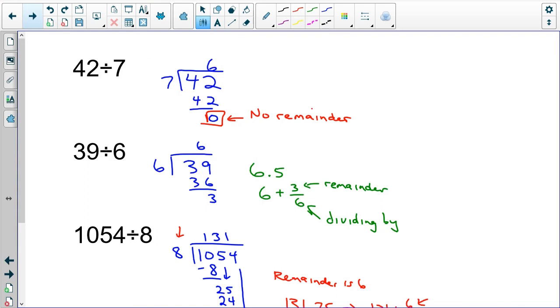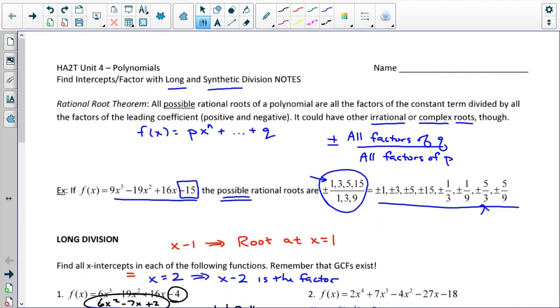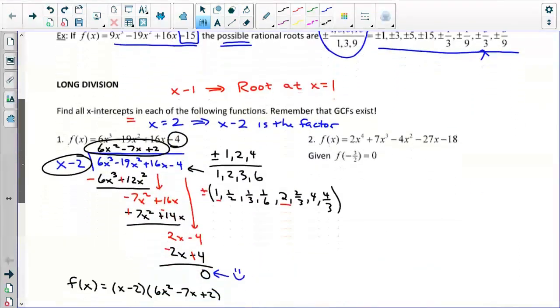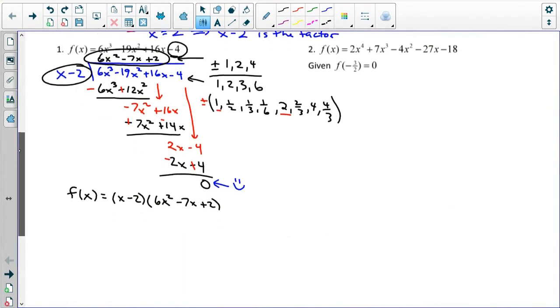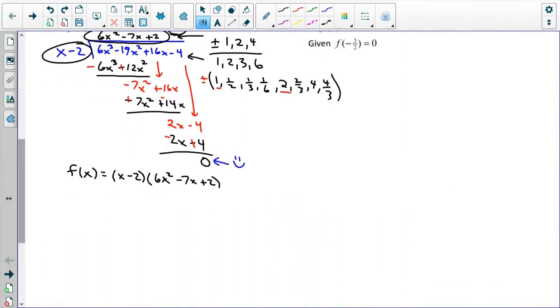If 42 divided by 7 equals 6, 6 times 7 equals 42. Well, likewise, if I divide, get no remainder, and I end up with something like 6x squared minus 7x plus 2, then if I multiplied them back together, I would get what I started with.